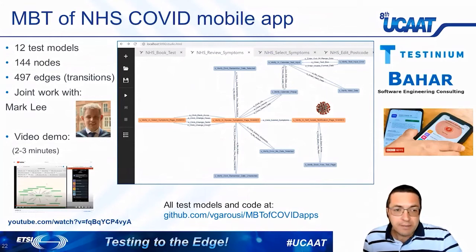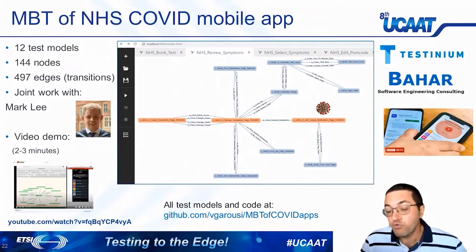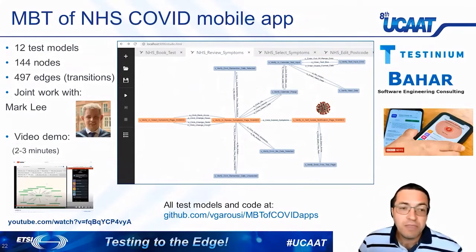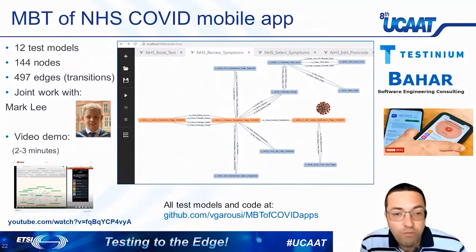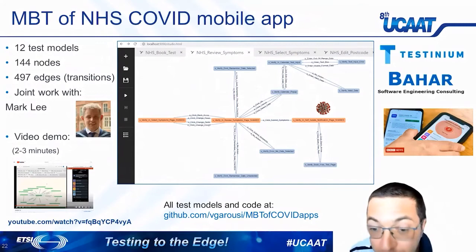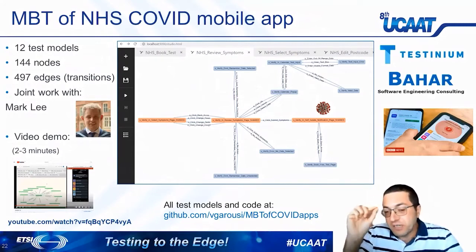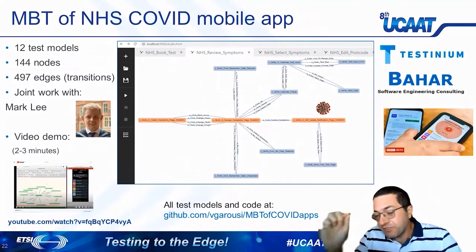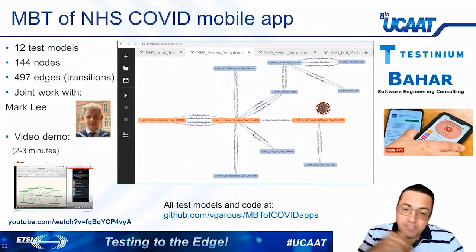This is the NHS COVID app, and as you can see, we developed 12 test models for 12 screens of the app. Together there were 144 nodes and about 500 edges. This shows the review symptoms, right? If somebody has symptoms of potentially having COVID, you enter them there. And this is a node that we don't want to occur, but if somebody has COVID symptoms and says so, then the app will tell them they have COVID because of those symptoms, and then something else happens.